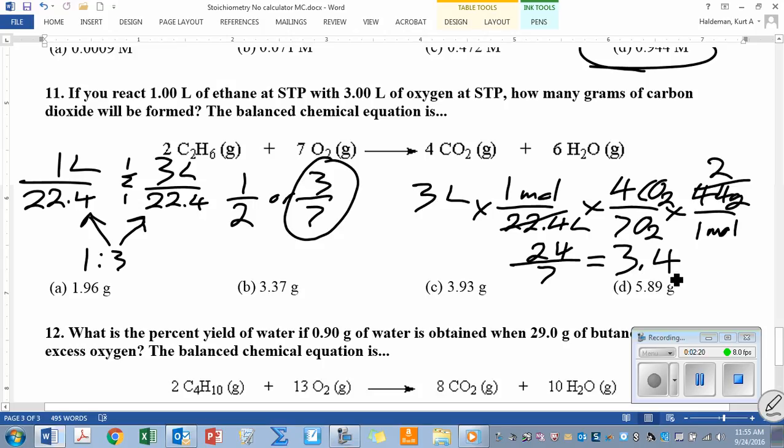And look at my answer choices. I've got enormously too large, way too small over here in A. B is the right answer. That's right close to 3.4. And this one is just too big again also.